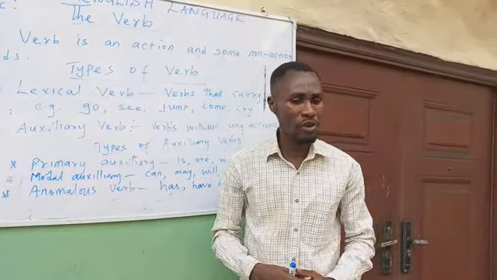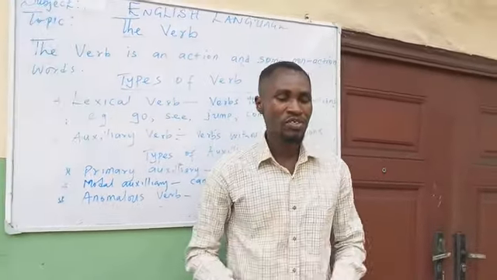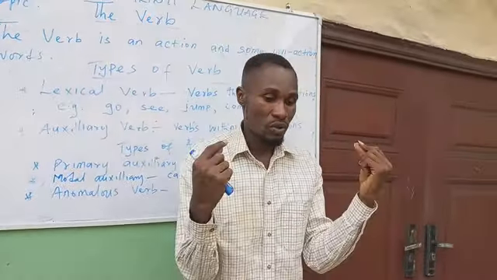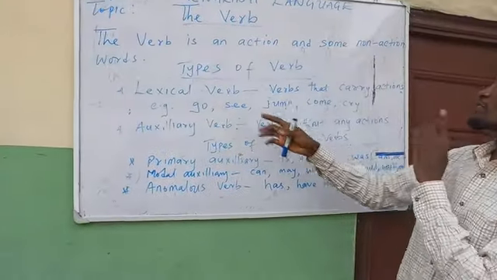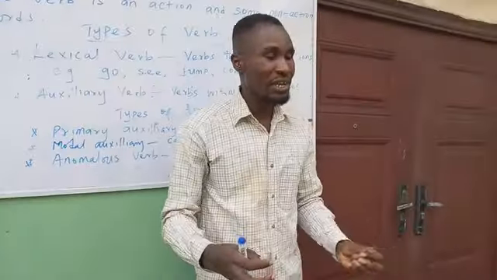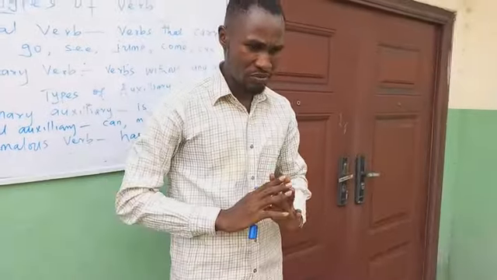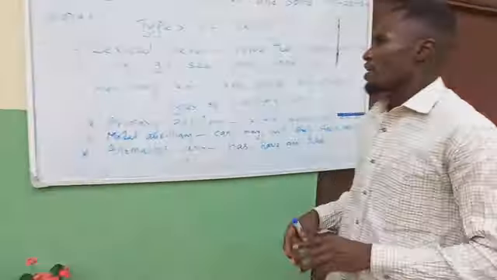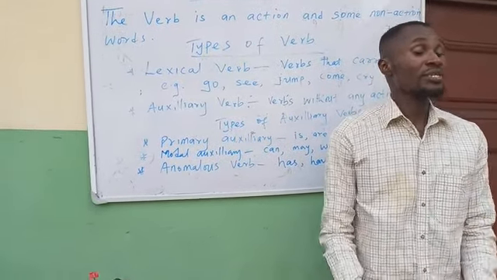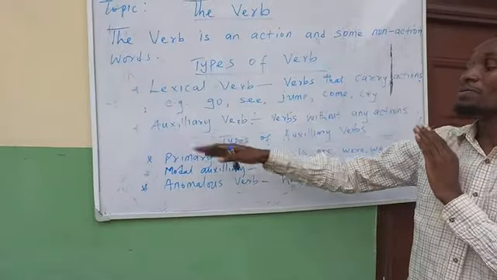The first type of verb is called a lexical verb, and the second type of verb is called the auxiliary verb. So what is a lexical verb? The lexical verbs are verbs with actions, the lexical verbs that carry actions. So any word that carries action is called a lexical word. Do you get me now? Talk to me. Are you there now? Yes, sir. So any word that carries an action is called what? A lexical verb. The second type of verb is called the auxiliary verb.